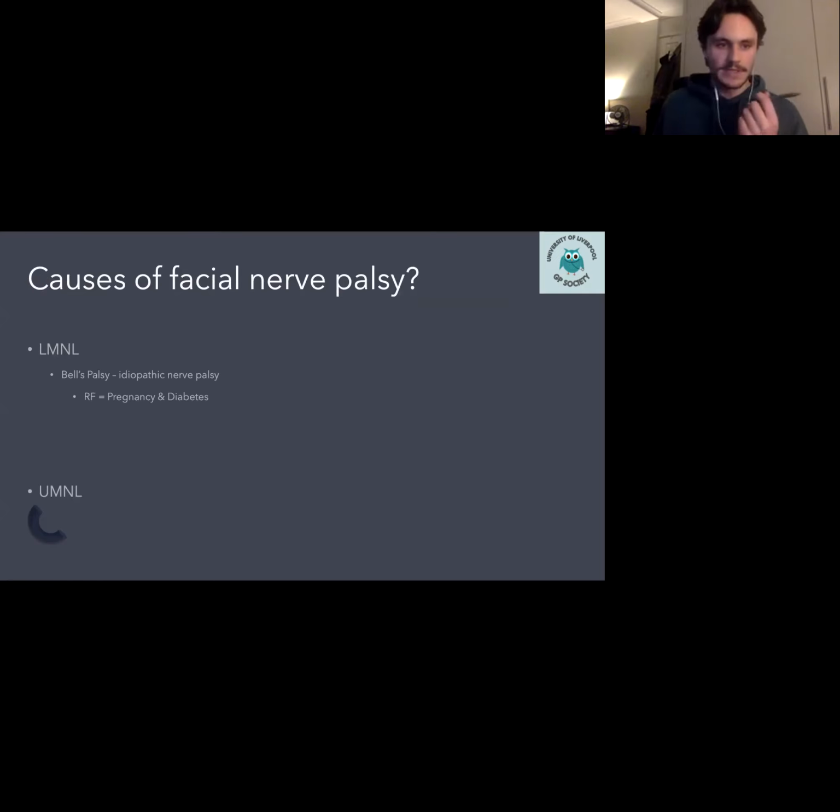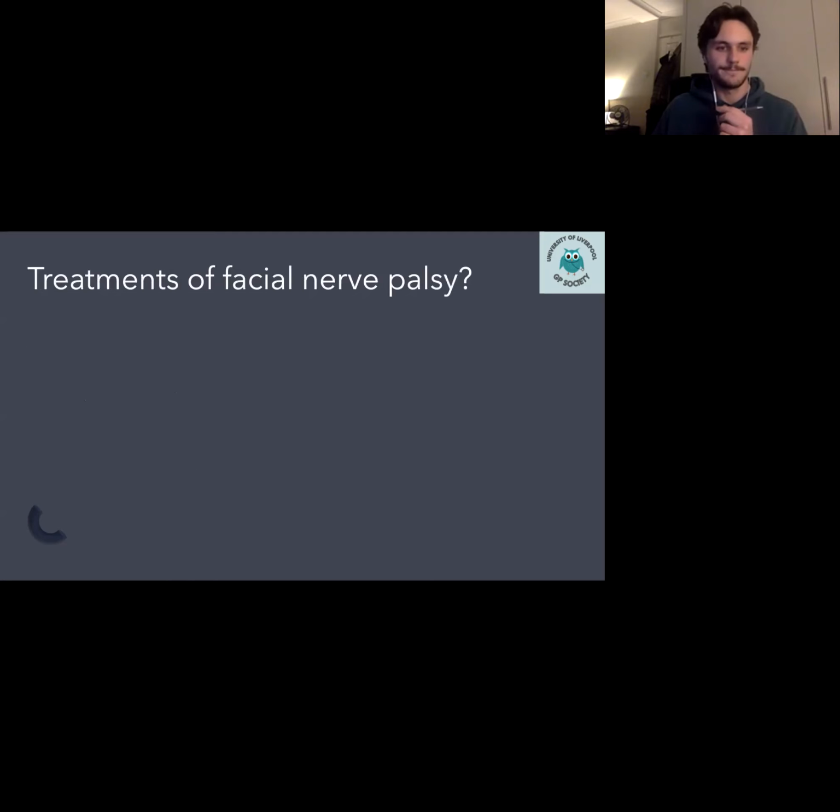Causes of facial nerve palsy. If it's a lower motor neuron lesion, Bell's palsy is the idiopathic nerve palsy. Risk factors include pregnancy and diabetes, but we don't really know what causes it. Sarcoidosis can cause a lower facial nerve palsy, and Ramsay-Hunt syndrome is a good differential to be aware of, and that's going to come in a sort of syndrome along with auricular pain maybe, and vesicular rashes in and around the ear. Upper motor neuron includes strokes, tumors, etc.